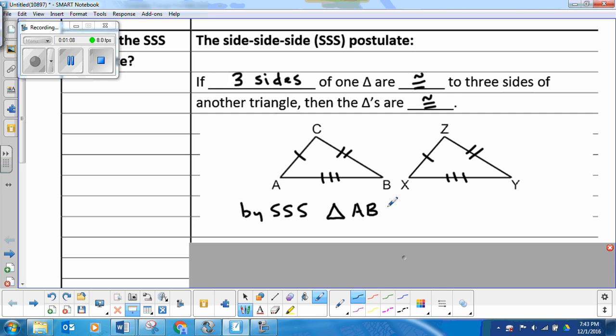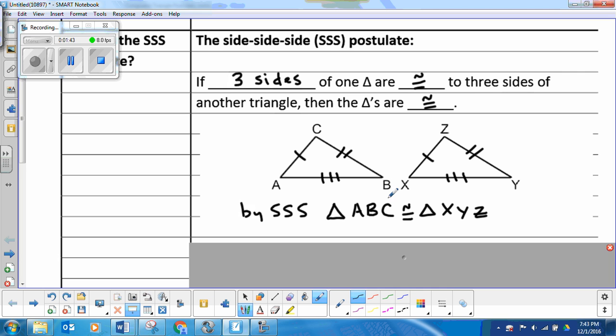Let's see, we'll start with triangle ABC, so I'll put those three letters in order. And now let's find the path we took to get from A to B to C and make sure that we follow the same one on this triangle. From A, I crossed 3 marks, hit B, and then crossed 2 marks and got to C. In this triangle, I'm going to start at X and cross 3 marks to go to Y, and then cross 2 marks to get to Z. So by the side, side, side postulate, triangle ABC is congruent to triangle XYZ.